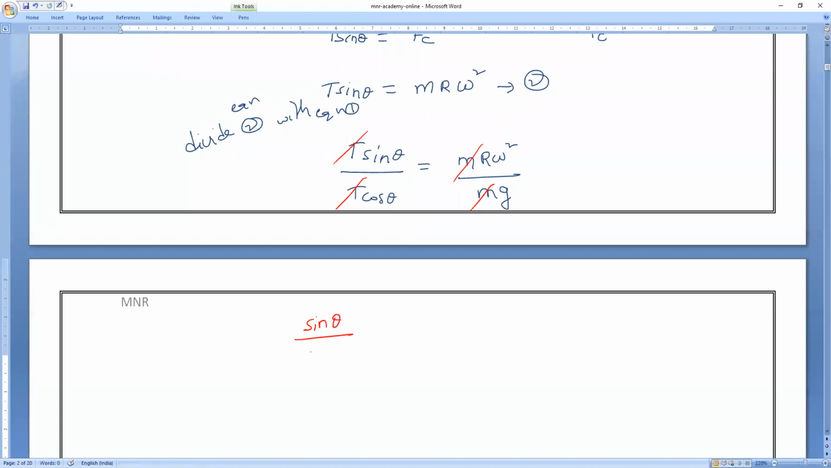Don't make tan. Just wait. Tan theta is sin theta by cos theta, which is equal to what? R omega square by g. Okay, so now observe very carefully.